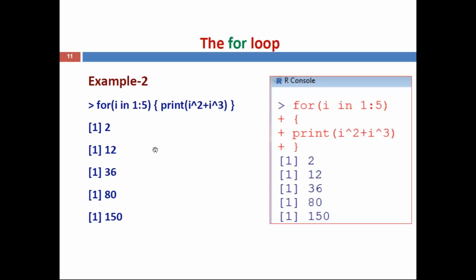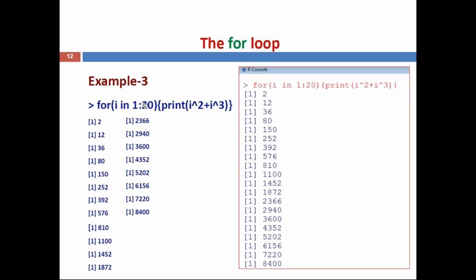This is the output. Then coming to another example, here with a higher range value. Previously we had only up to 5 values. Now here we have taken 1:20. That means I equal to 1 to 20. Now this loop repeats 20 times. Each time it prints I power 2 plus I power 3 for different values of I till 20. Now this is the output you will get.